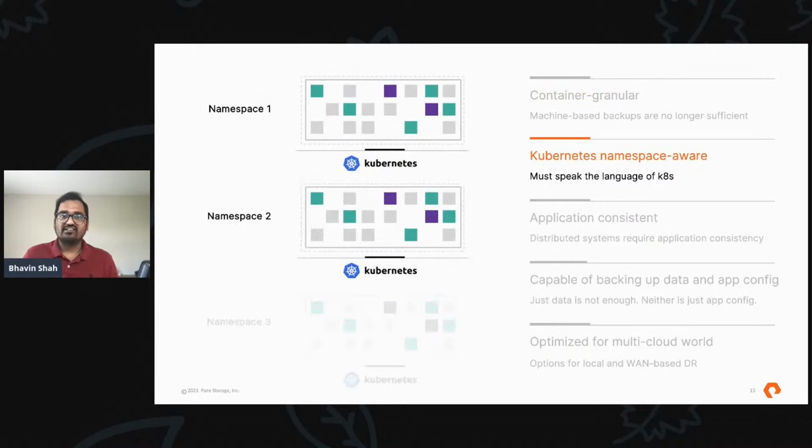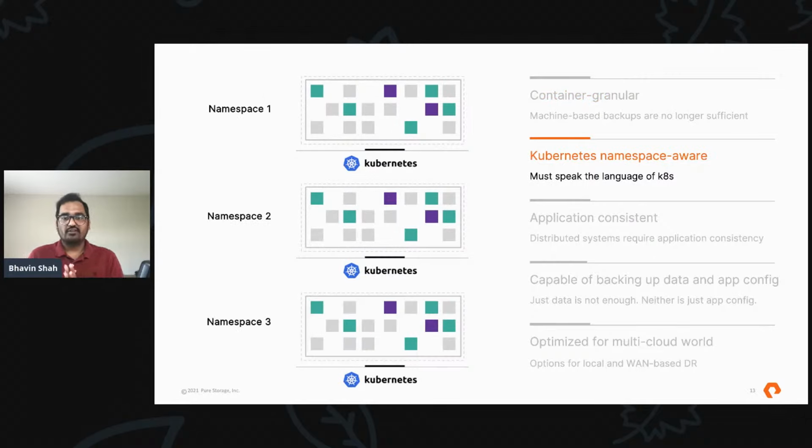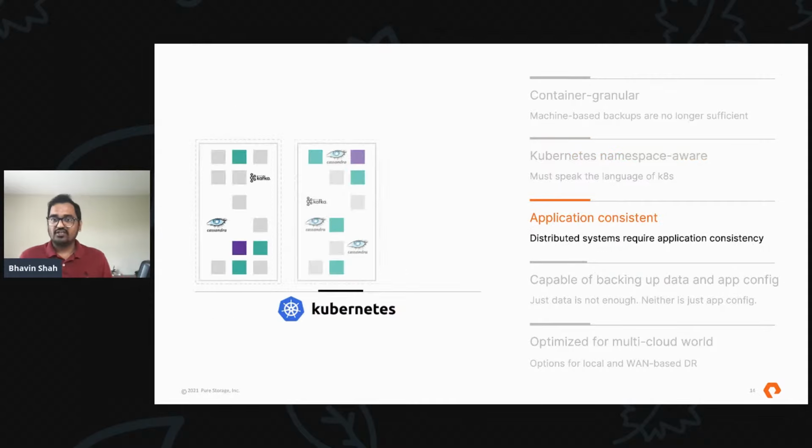Next should be Kubernetes namespace aware. Your backup solution should be able to talk to your Kubernetes cluster and identify all the different namespaces and all the different Kubernetes objects. This can be anything from pods to deployments, to services, to custom resources or operators you might have as part of a single application. So your backup solution should be able to query the Kubernetes API server, get all of these details, and then help you protect them with a single click or with an easier way of selecting these components.